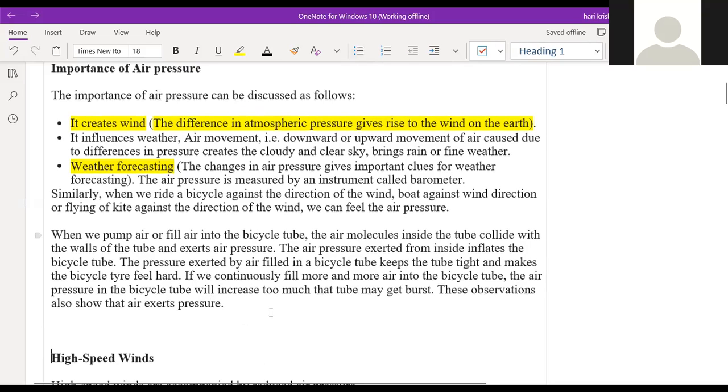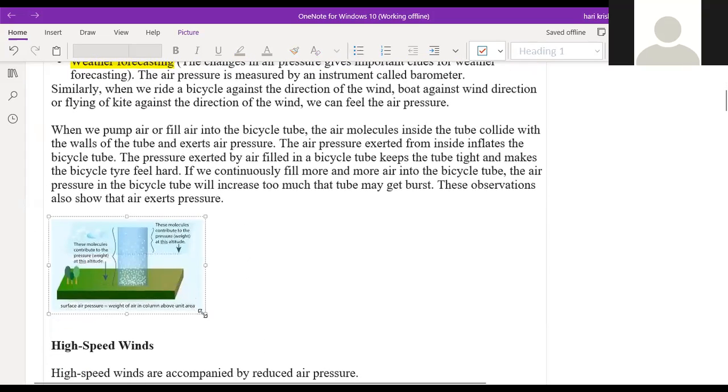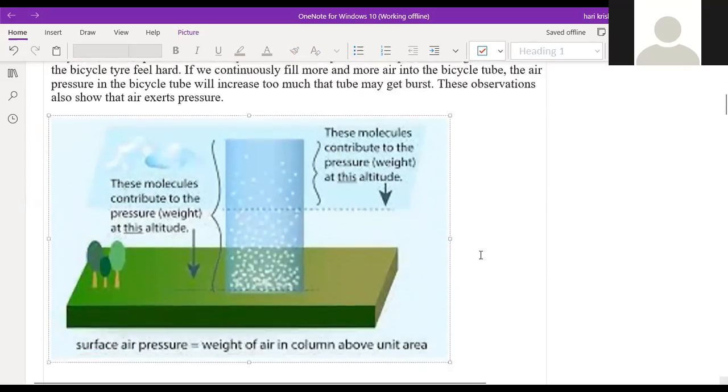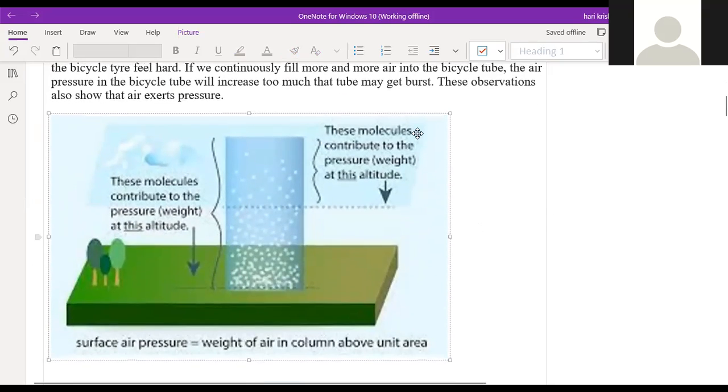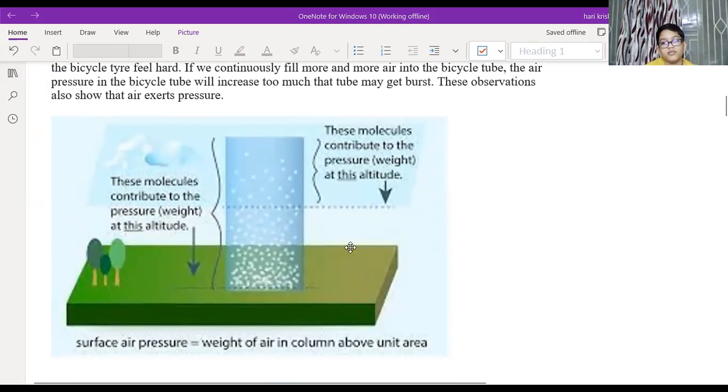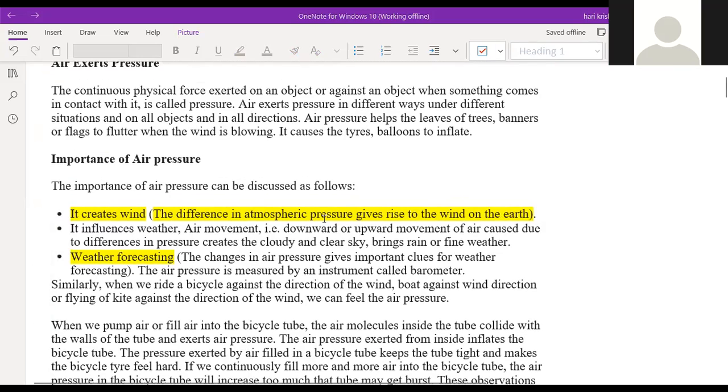Can you see one image here now? See, atmospheric pressure is nothing but the amount of air column present on an object. What is atmospheric pressure? The weight of the air column present above an object is called atmospheric pressure.